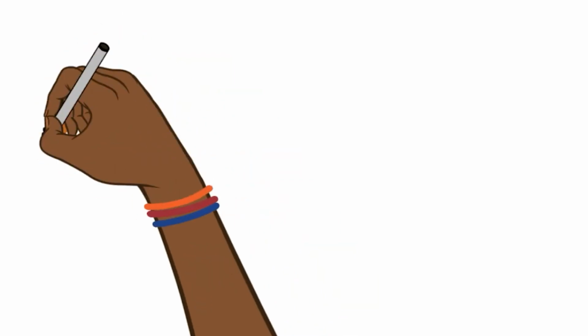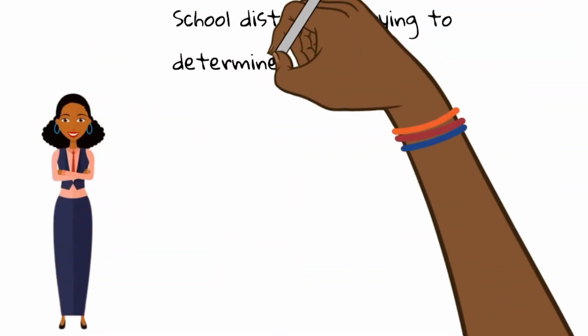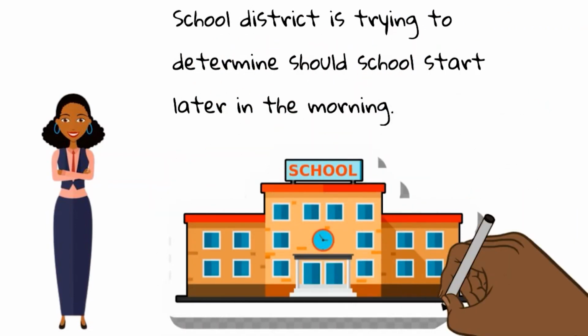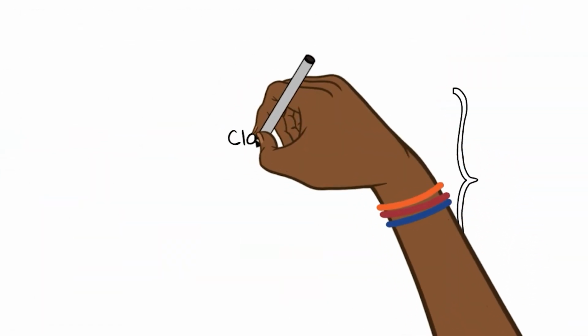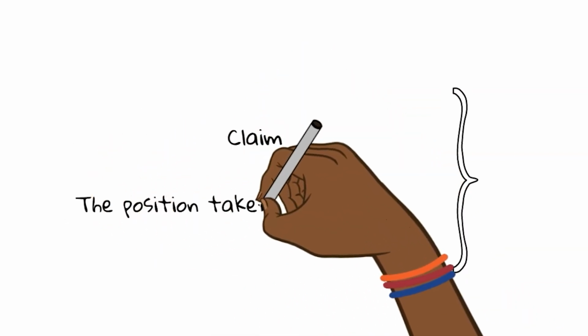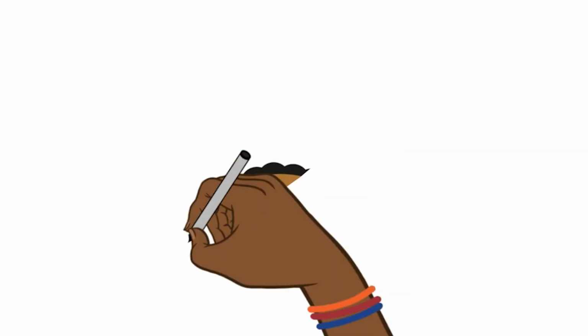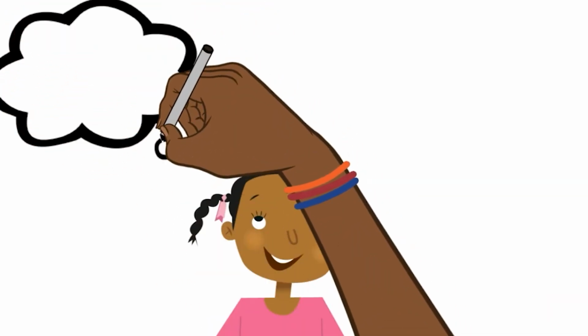Now, let's say that your school district is trying to determine whether or not your school should start later in the morning. You're getting ready to create your argument on this topic, and the first thing you have to do is come up with your claim. Your claim is the position taken in an argument. So, maybe your claim can be that school should start later in the morning.